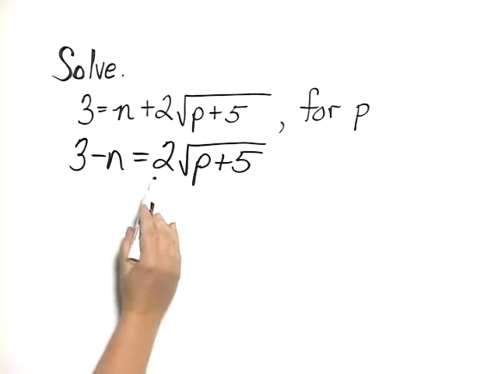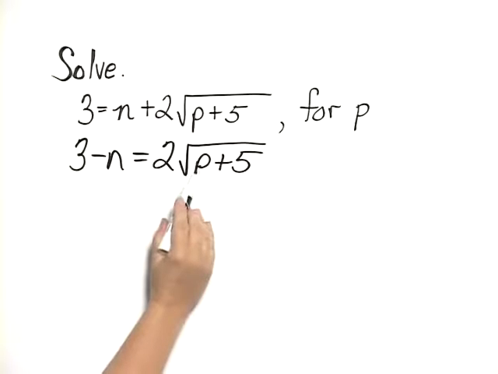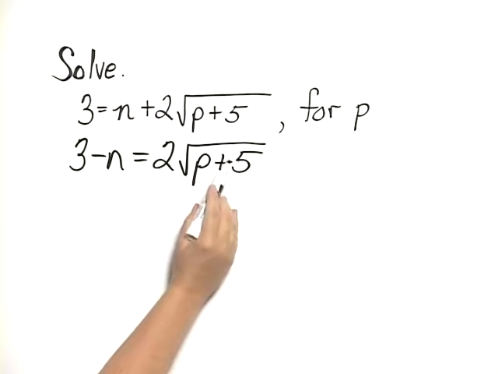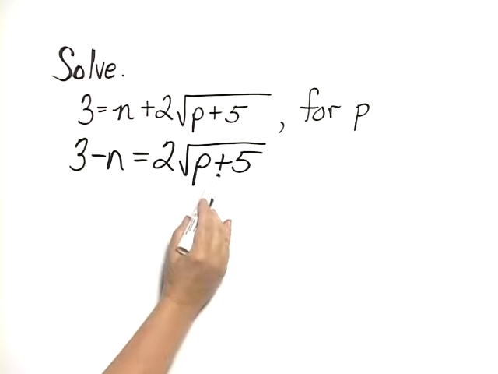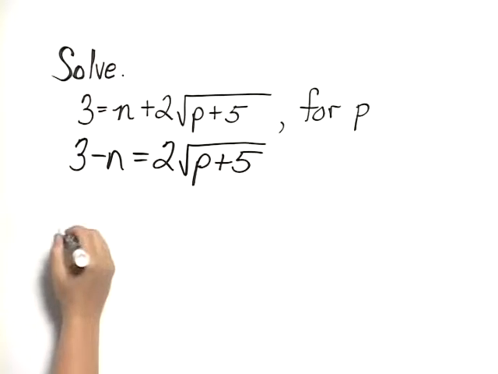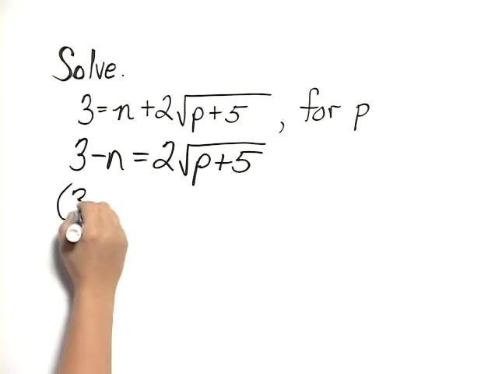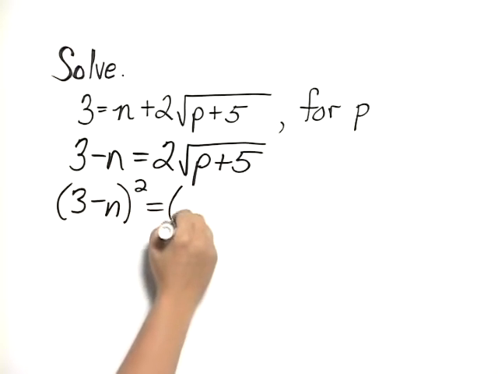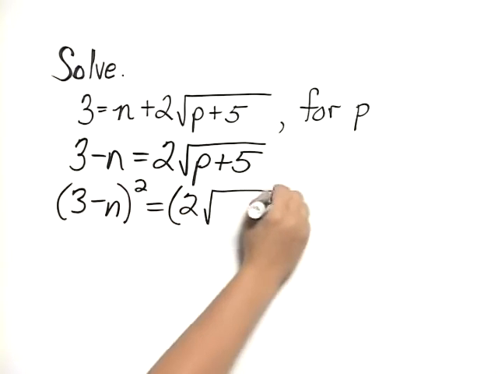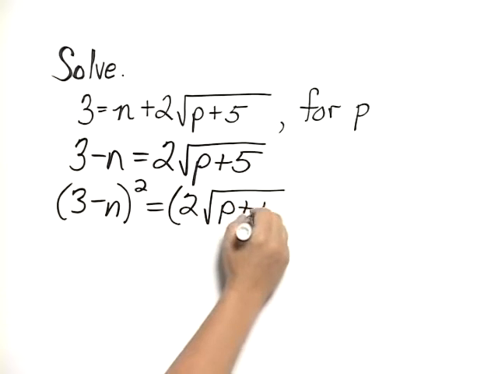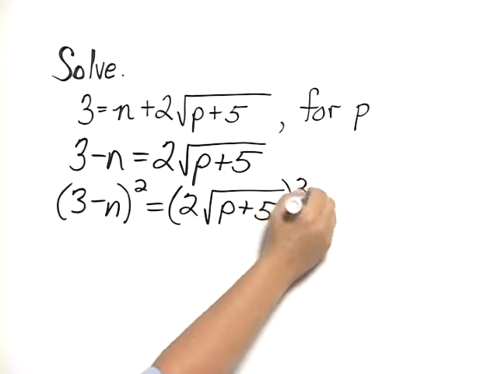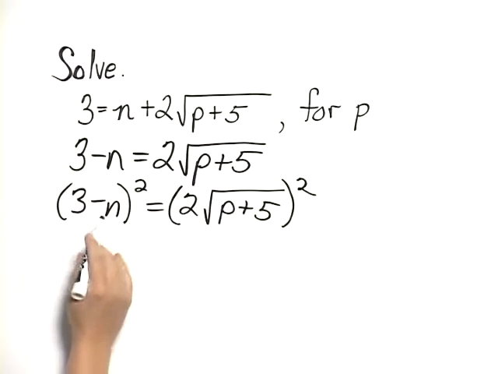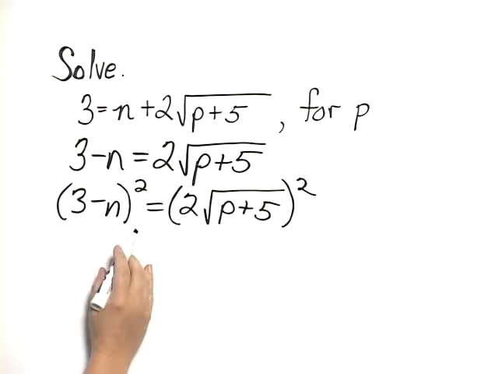Now we have p plus 5 under the radical sign, so I'm going to square this side of the equation and square the other side of the equation. I have (3 minus n) squared equals (2 times the square root of p plus 5) squared. Notice I've squared the entire side of both sides of the equation.